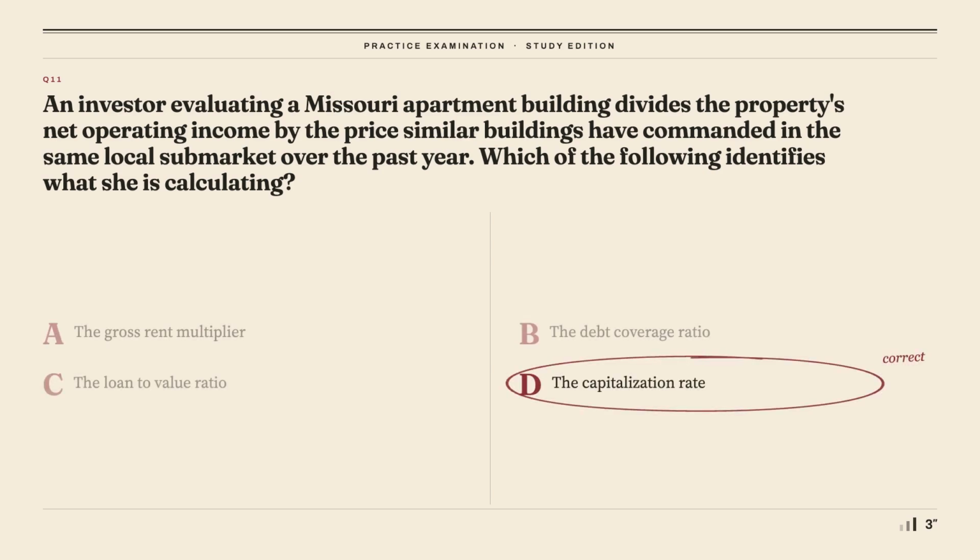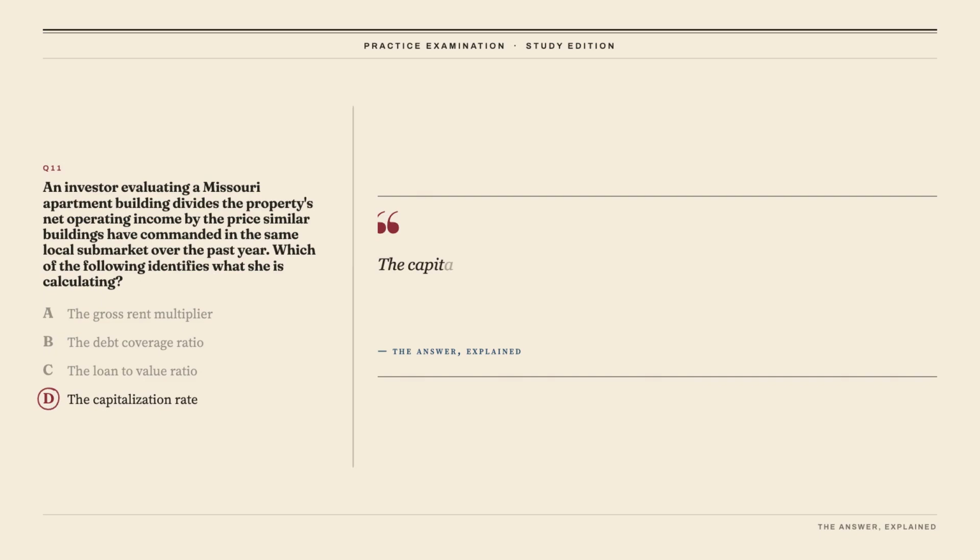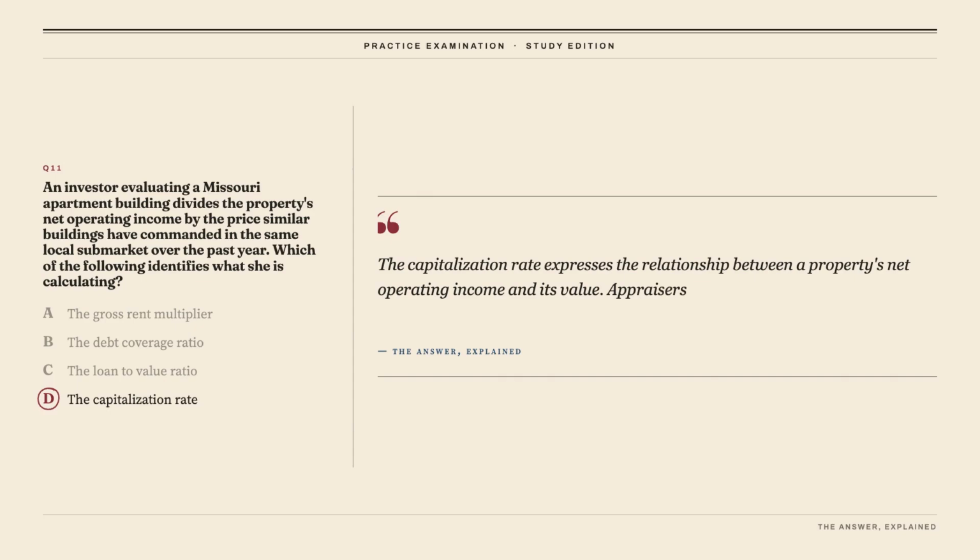The correct answer is D. The capitalization rate. D is correct because the capitalization rate expresses the relationship between a property's net operating income and its value. Appraisers derive the rate from comparable sales and then apply it to the subject property.